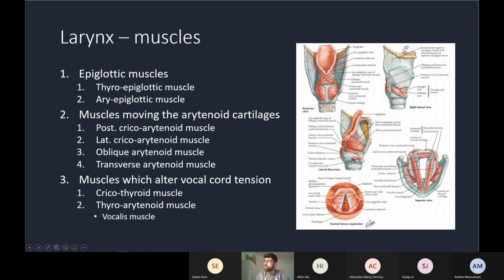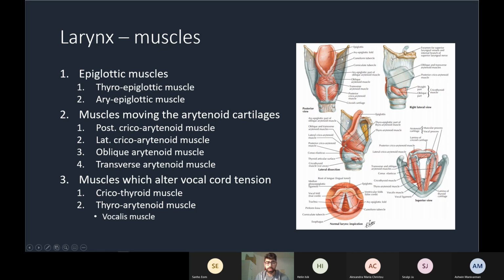Just in case you're wondering, or if you can't imagine it, the function of the cricothyroid: it originates in the cricoid and inserts into the inner border of the thyroid, as you can see here. As it does this, it pulls the thyroid cartilage down, and it tilts it, and it creates tension of the vocal cords.